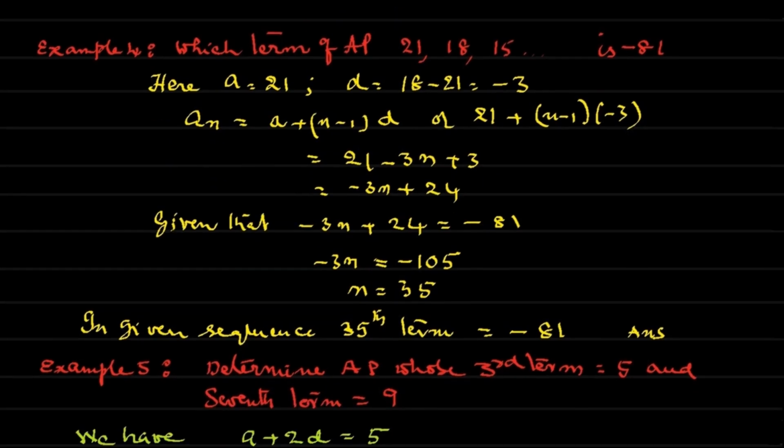Example 4. Which term of the AP is minus 81? Let us assume this minus 81 as the nth term. Again use the same formula. a_n is a plus (n minus 1) times d. A is 21, the first term, and d is minus 3, since 18 minus 21 is minus 3. So if you simplify, you will get the 35th term as minus 81.